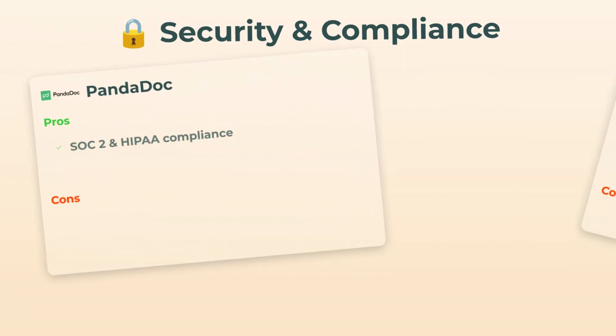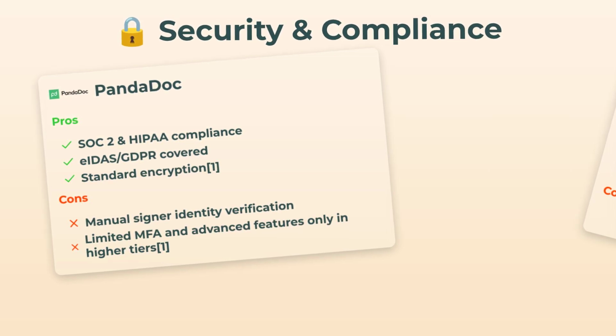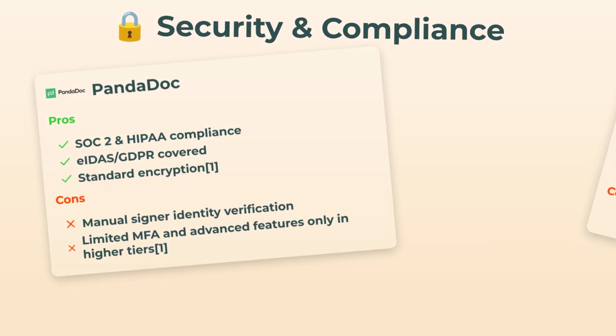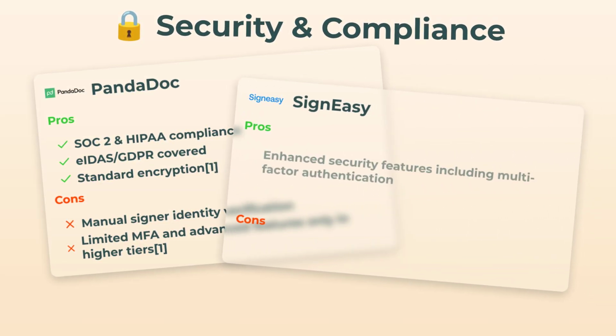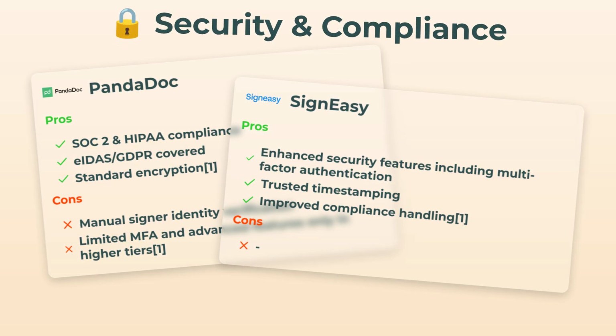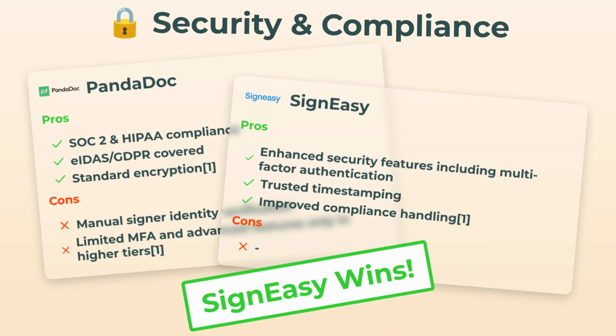Now how about security and compliance? PandaDoc is buttoned up, SOC 2, HIPAA compliant, all the classic regulations and solid encryption. But verification of who's signing can be a bit manual, and you only get more advanced features like MFA on higher plans. Meanwhile, SignEasy brings in multi-factor authentication for everyone, throws in trusted timestamping, and even handles compliance a little more proactively. No real holes to poke here. So SignEasy wins again on security.